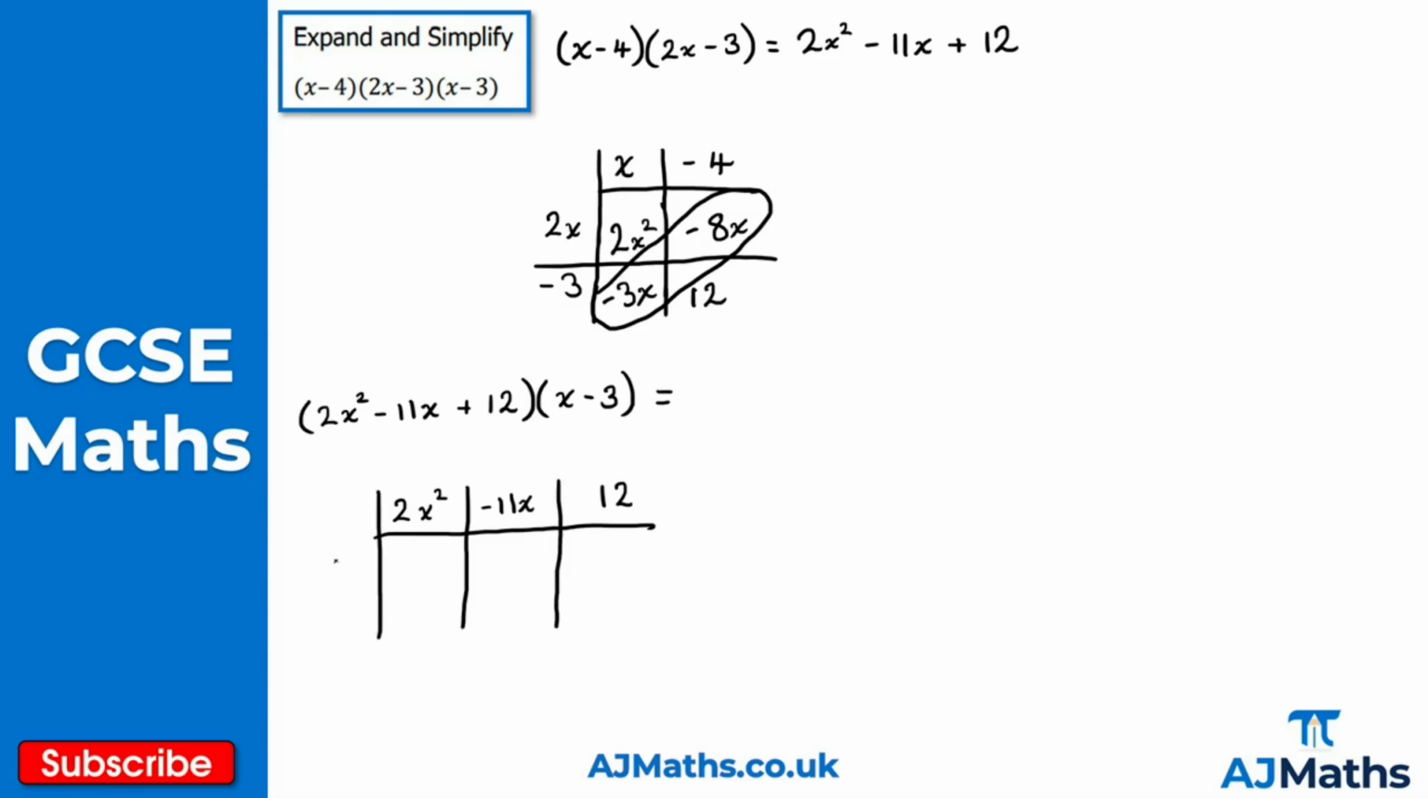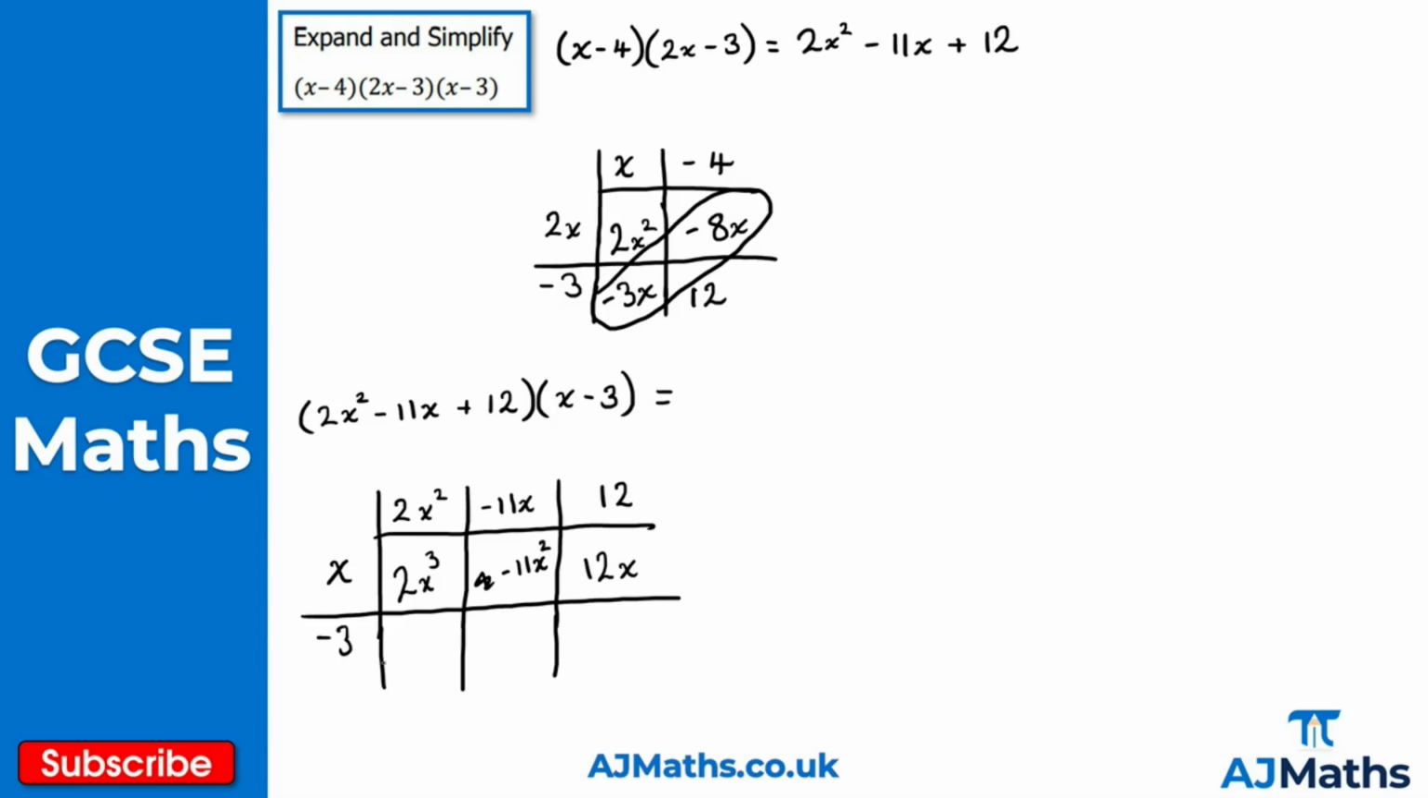And then down this column here, we're going to get x and minus 3. So evaluating all these multiplications here, all these products I should say. X times 2x squared, that will give me 2x cubed. X times minus 11x, that will give me minus 11x squared. X times 12, that will give me 12x.